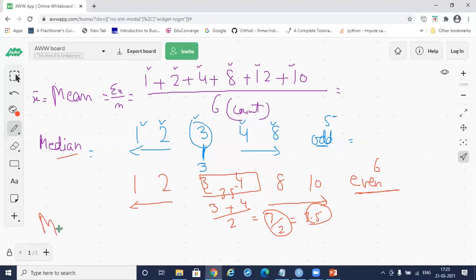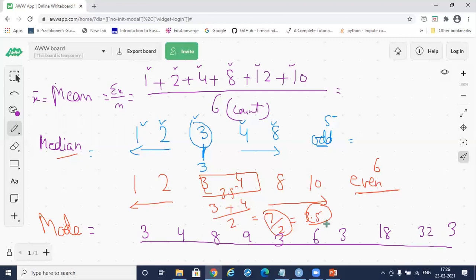Now coming to the mode function. Mode is basically how many times a particular number appears. For example, suppose I have some numbers: 3, 4, 8, 9, 3, 6, 3, 18, 32, 3. One can see in the entire range which number appears the most.